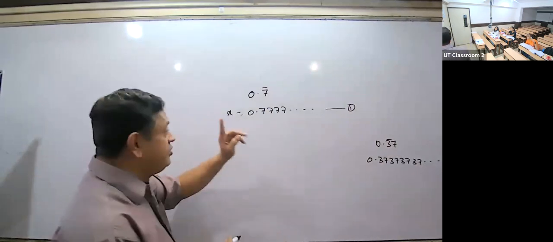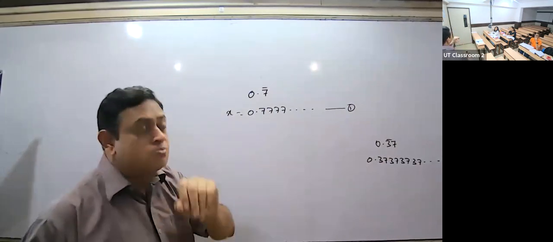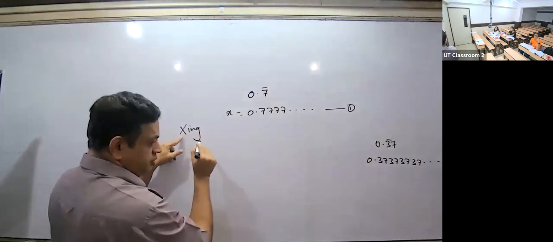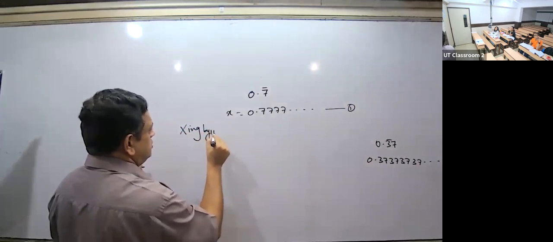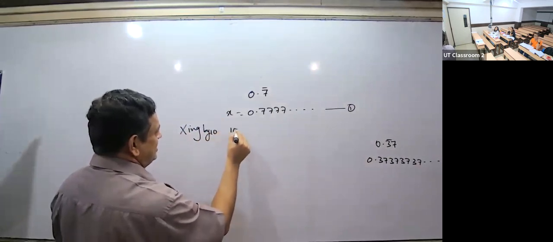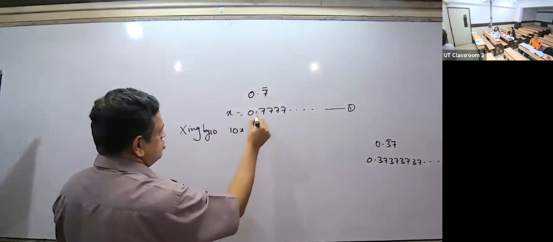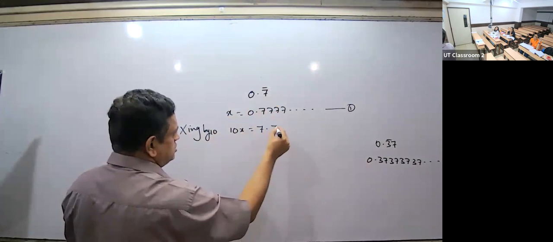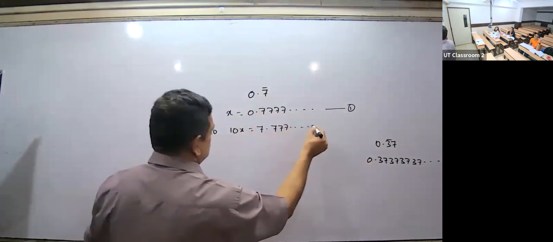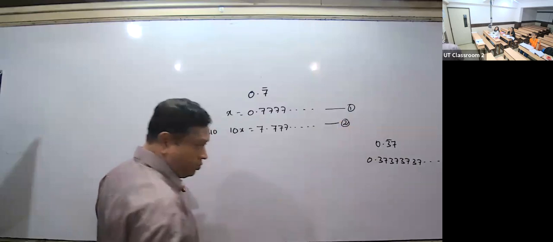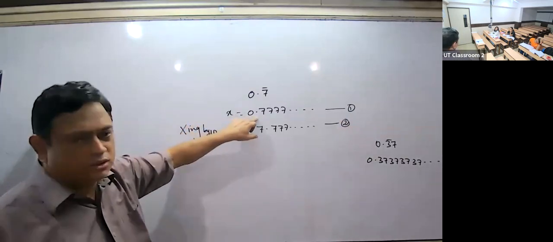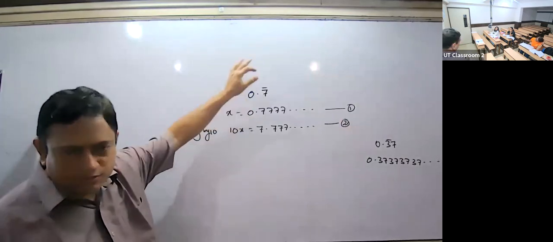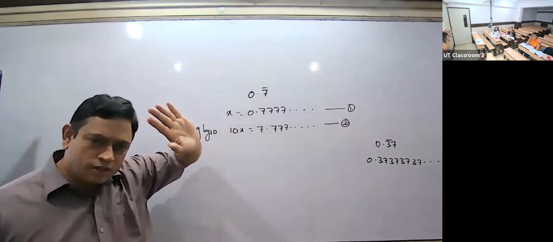If 1 digit is repeating, multiply by 10. Multiplying by 10, what do you get? 10x equals 7.777, as the decimal moves one place. So x becomes 10x. This much is clear? Yes.